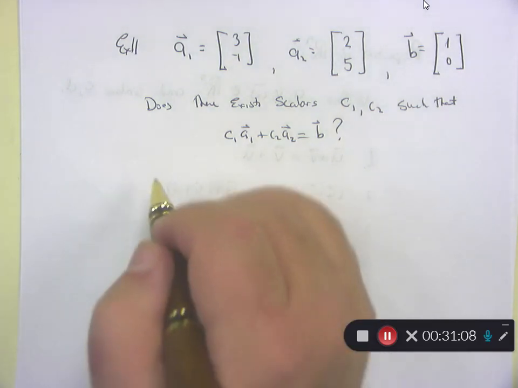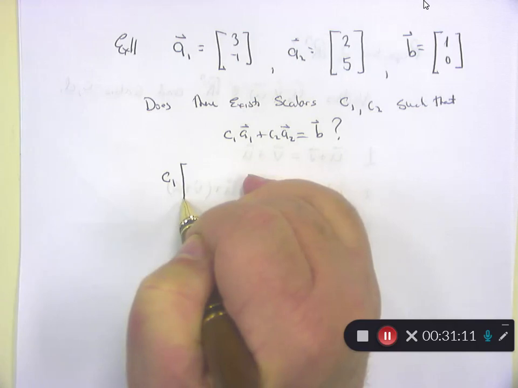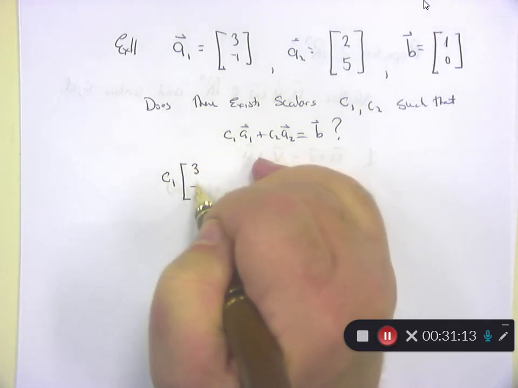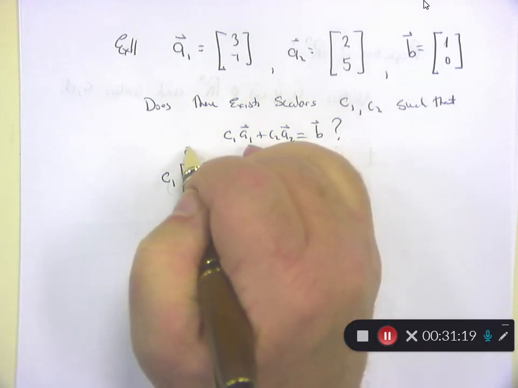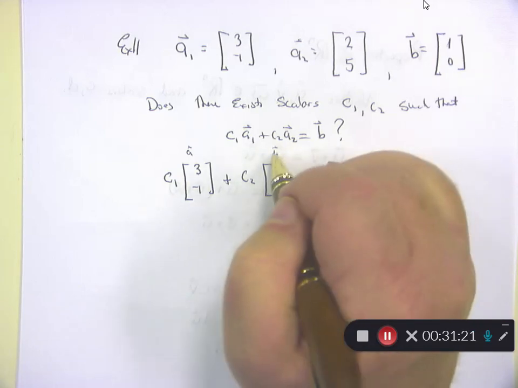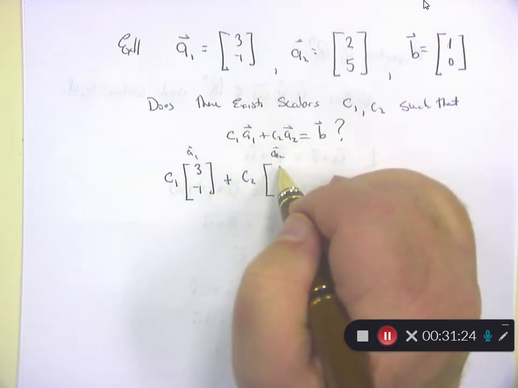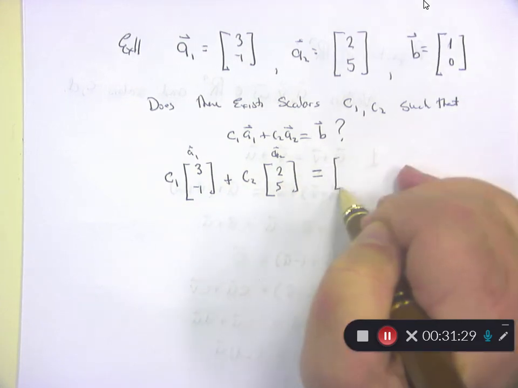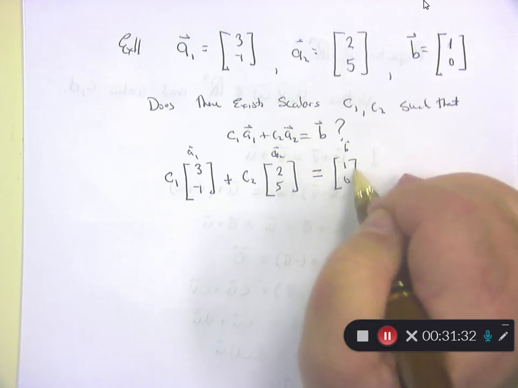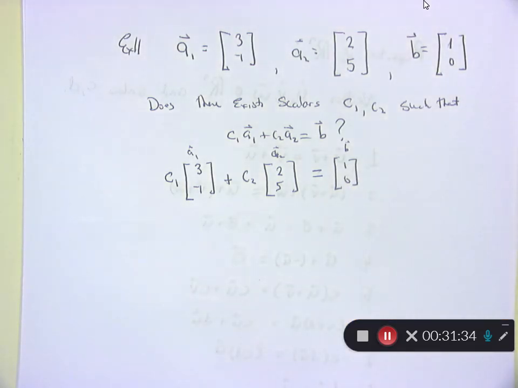So in other words, if I multiply C1 times the A1 vector, 3, -1, plus C2 times your A2 vector, 2, 5, can you get the B vector out of this, 1, 0? You with me so far? We're in the world of vectors, and we're trying to figure out, can I get scalars that I can put in front of these vectors as a linear combination to get a third vector B?